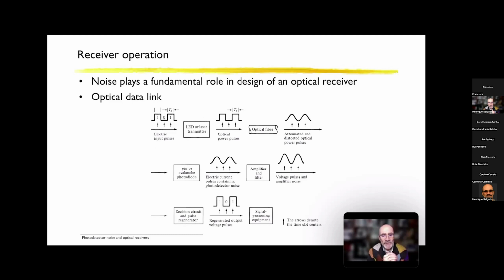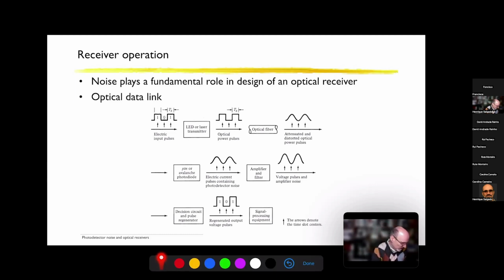Noise plays a fundamental role in the design of an optical receiver, as you see here. So we have electrical pulses that reach the transmitter. The transmitter is made of an optical source, a light-emitting diode or a laser, which converts the electrical signals to optical pulses, which are transmitted through the fiber. The fiber attenuates and distorts the pulses, where the pulses become wider.